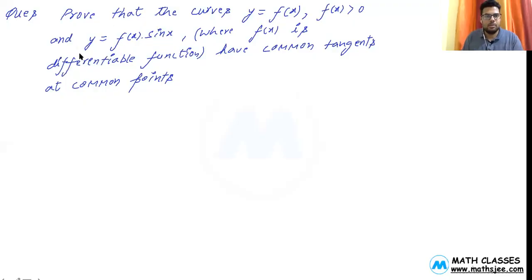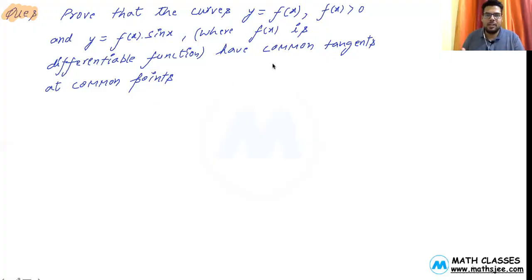So the next question we have: prove that the curves y equal to f(x), where f(x) is given as positive, and y equals f(x) into sin x, where f(x) is a differentiable function, have common tangents at common points. So wherever they are intersecting at any point, at that point they have a common tangent, right? So it simply means that the angle between the tangents has to be 0, right?